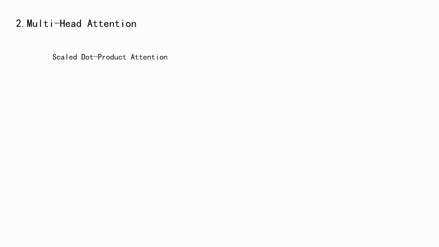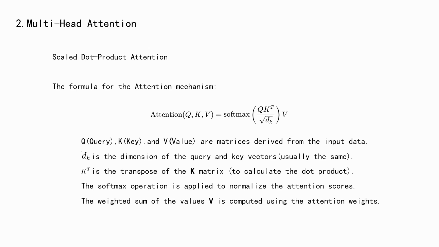Let's begin by understanding the scaled dot product attention, which is the basic building block of multi-head attention. The formula for the attention mechanism is as follows. Query, key, and value are matrices derived from the input data. The scaling factor d_k is the dimension of the query and key vectors, usually the same. K^T is the transpose of the K matrix to calculate the dot product. The softmax operation is applied to normalize the attention scores. The weighted sum of the values V is computed using the attention weights.